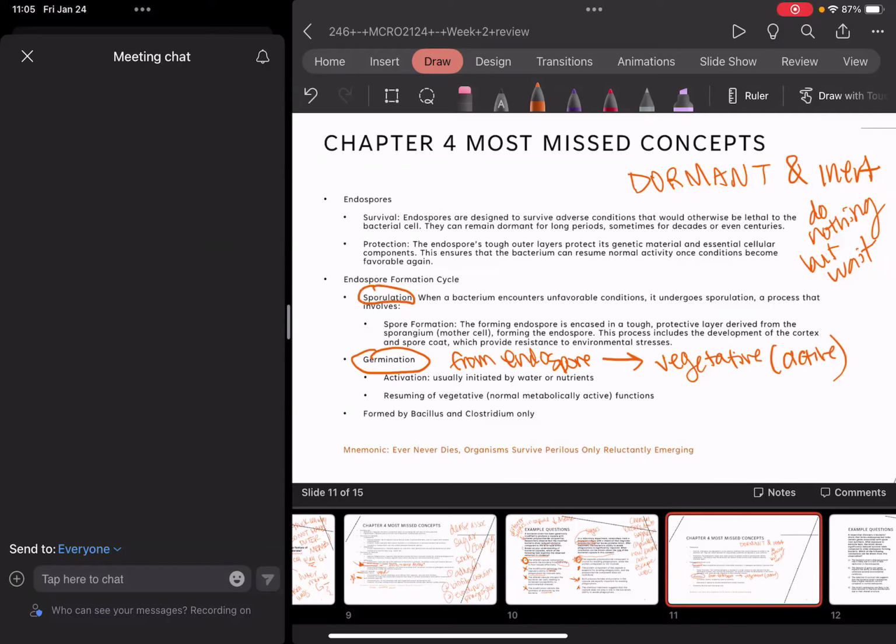Sporulation is going from vegetative into sporangium, leading to the formation of an endospore. A sporangium is just the cell making the endospore. That's what it's called, okay?